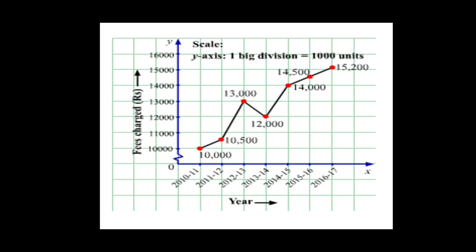So whenever a data set starts with a very high value, always use the false baseline by showing a cut or kink on the y-axis. If such values are to be indicated on the x-axis, then a cut or kink is marked on the x-axis.